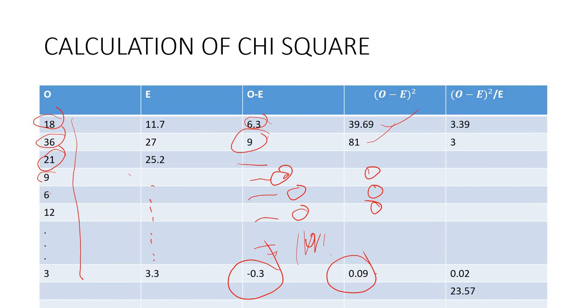After that, again you will divide by the expected value. The corresponding expected value is 11.7. When you divide 39.69 by 11.7, you will get 3.39. Again, 81 divided by the expected value 27, you will get 3. Like this, you will divide each O minus E the whole square by the corresponding expected value, and you will get all these values.